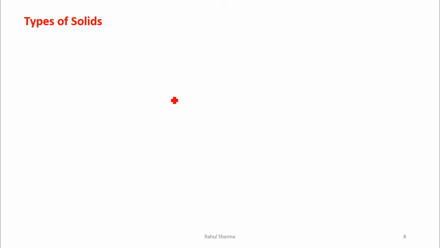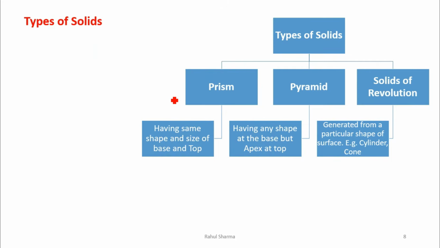Now whenever we have to solve a question on development of surfaces, first of all we should know these types of solids. It is very important to solve any numerical. For this purpose I have categorized solids into these types. You can see here, first a prism, second a pyramid, third a solid of revolution. One by one I'll tell you what a prism is, and the technical definition of a prism. A prism is a solid which has the same shape and size of base and top.